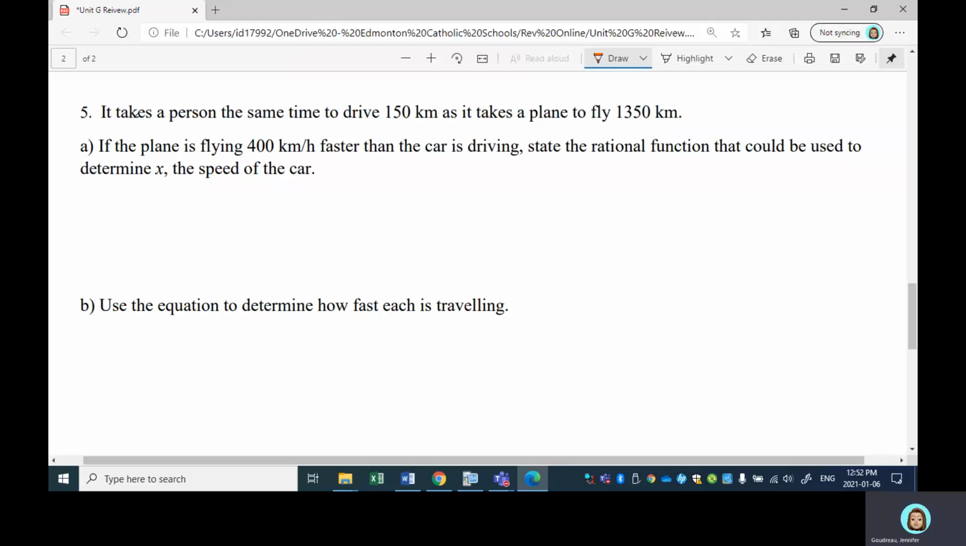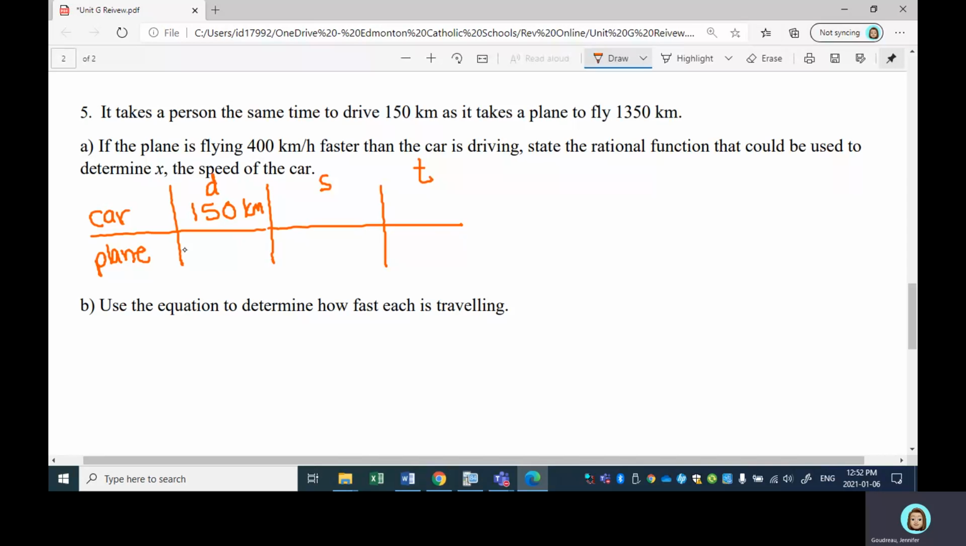So in this case, it says a person takes the same time to drive 150 kilometers as it takes a plane to fly this many kilometers. So we're comparing a car to a plane, and we are going to look at three things. We're going to look at their distance, their speed, and their time. So we know that the car is driving 150 kilometers. We know that the plane is flying 1,350 kilometers. It says here that x is the speed of the car. So we're going to put x here.